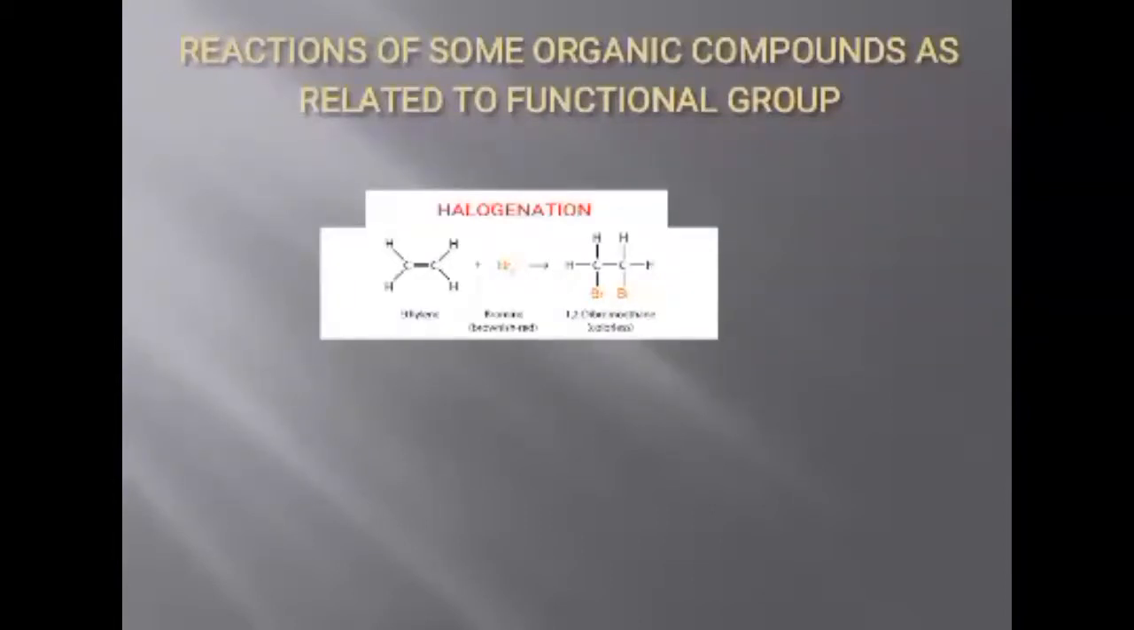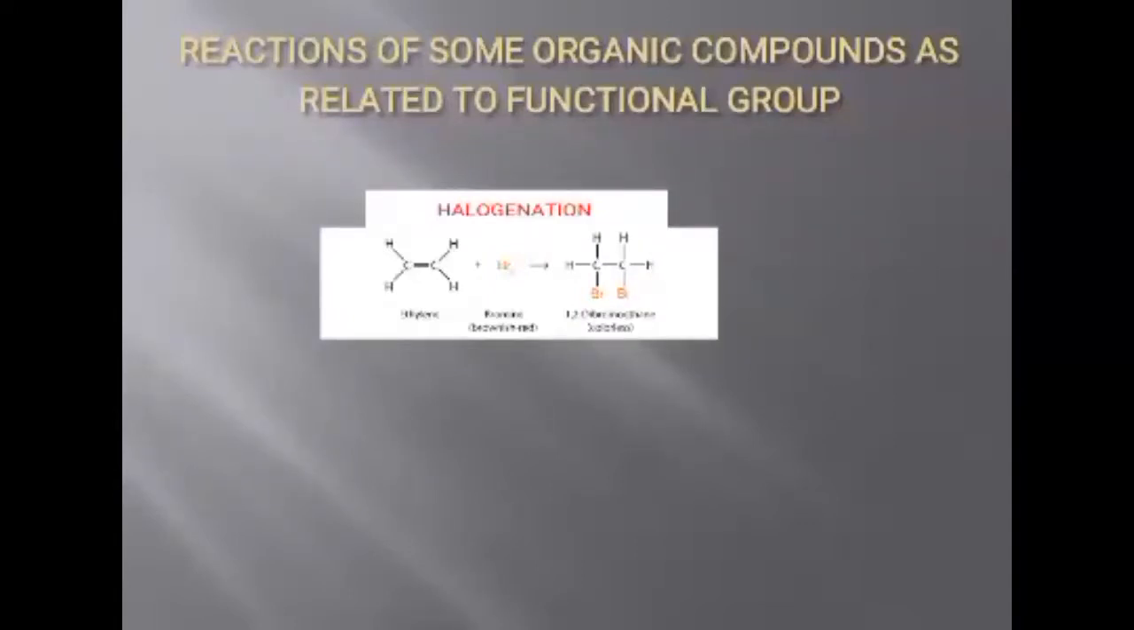If you look at the reaction, on the left-hand side we have our alkene, which is ethylene in that case, and we also have our bromine. When the reaction takes place, on the right-hand side you will see a new compound being formed. In that new compound, you notice that the bromine has attacked the double bond, which is the functional group in alkene, attaching itself and giving us a saturated compound, which is 1,2-dibromoethane.